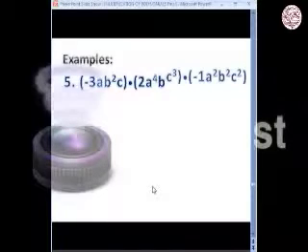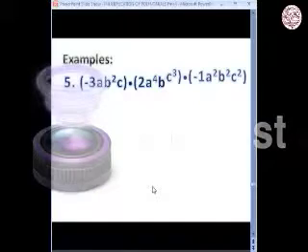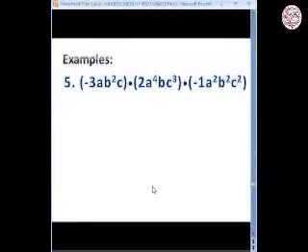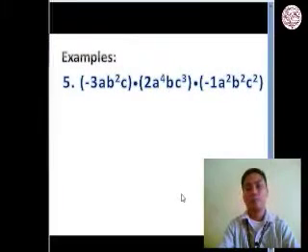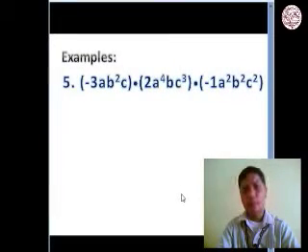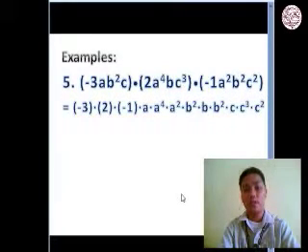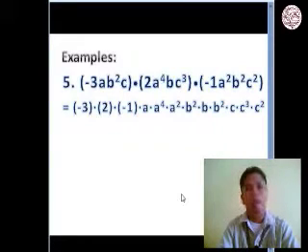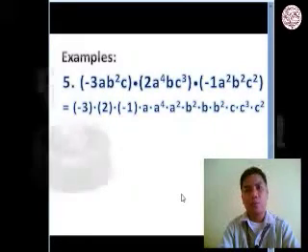Okay, another example here, negative 3 ab squared c times 2a raised to 4 bc cubed times negative 1 a raised to 2 b squared c squared. So what do you think will be? Using that, we will be rearranging the numbers and the variables in such a way that this will be looking like this as what you have seen. So negative 3 times 2 times a negative 1.